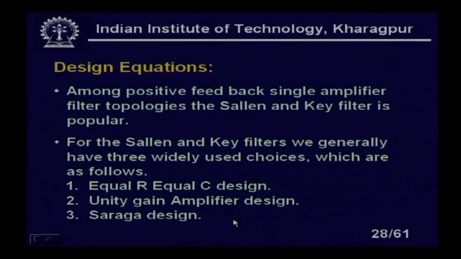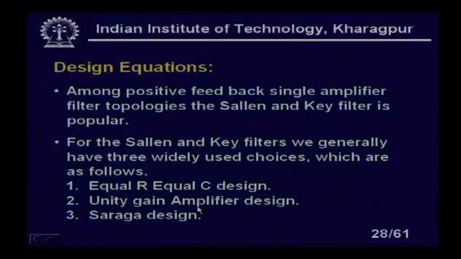In equal R equal C design, the sensitivities are extremely high, even though the element spread is very small: all the resistances are of equal value and all the capacitances are of the same value, but the sensitivity is very high. In the unity gain amplifier design, the element spread is extremely high, especially at low Q, but some of the sensitivities are identically 0.